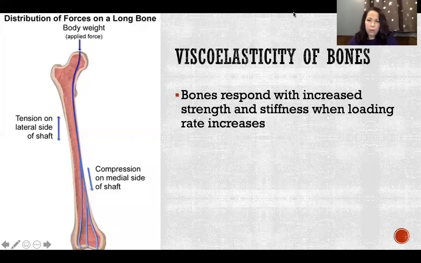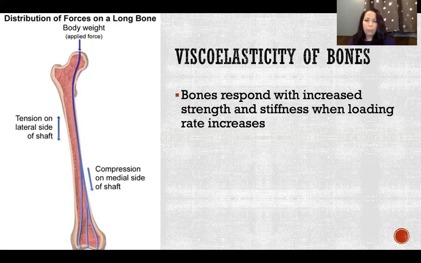Okay, so in bones, bones respond with increased strength and stiffness when loading rate increases. Okay, so what we're saying is that when the rate of loading, so we're talking about the speed, how fast the loading happens or the application of the force, when that force is applied more quickly, bones respond by being stronger and more stiff. So they're able to withstand more force and with less deformation.